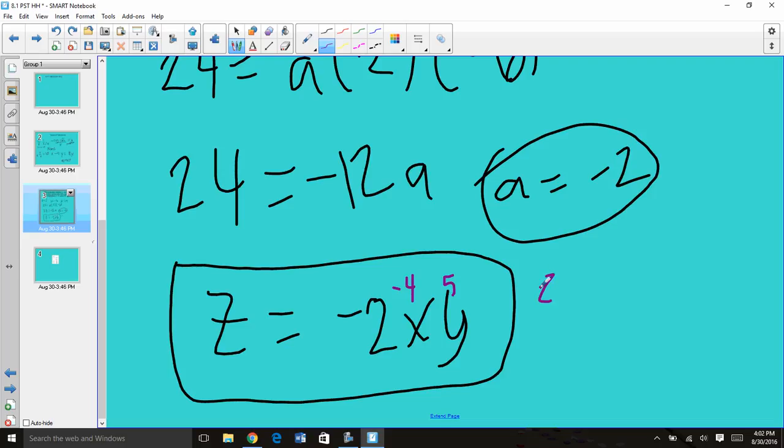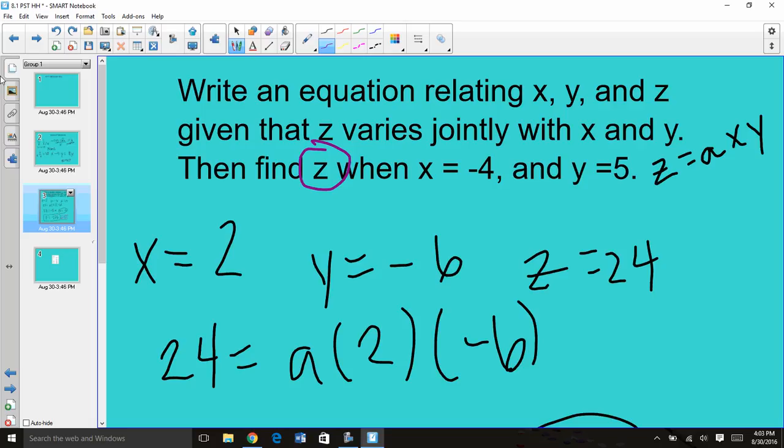Z equals -2 times our -4, times our 5. Again, I'm sorry for the handwriting. So -2 times -4 is 8. 8 times 5 is 40. So that's the second part. Just plugging it in. So that's all you gotta do.